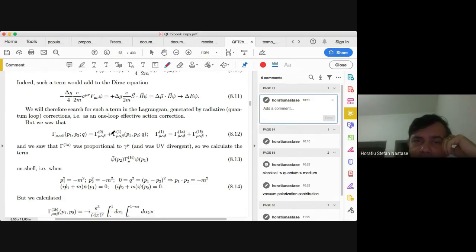We have seen that the vertex, the interaction of a gauge field A_mu with psi bar and psi, the coefficient of the term in the effective action, which we called gamma^mu_{alpha beta}, had the classical part, which is gamma^mu within this alpha beta, and then the one loop correction, which was broken into two parts, 1A and 1B.